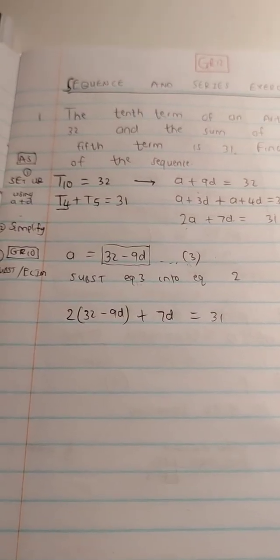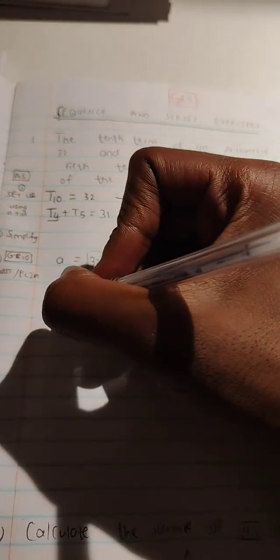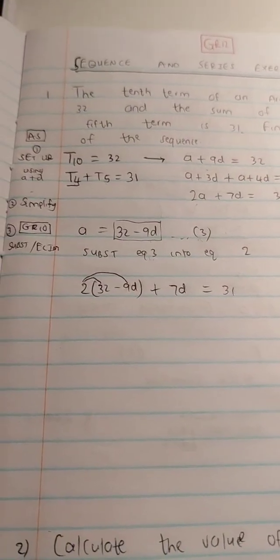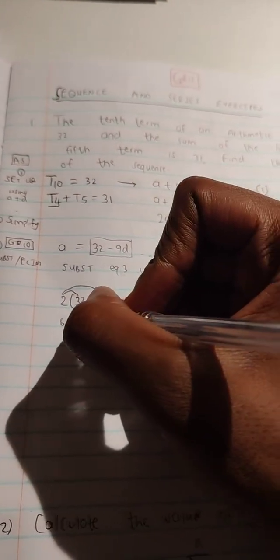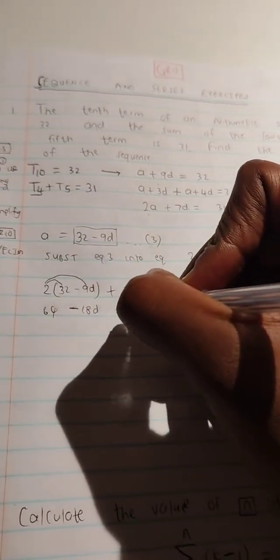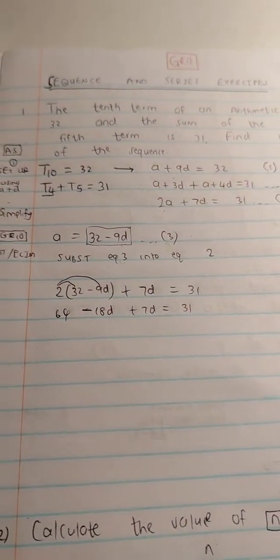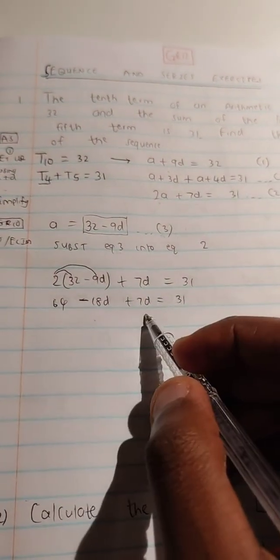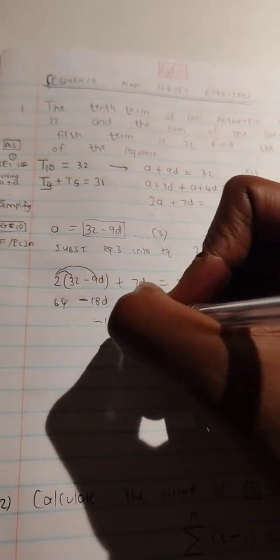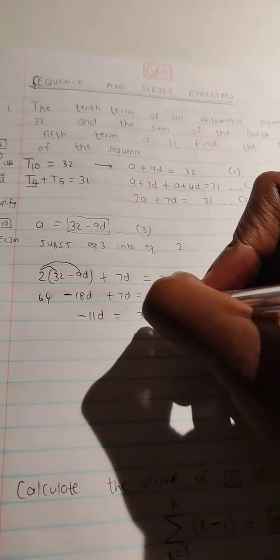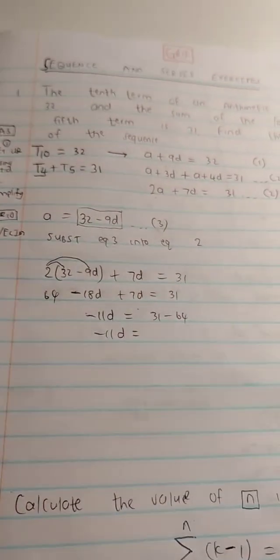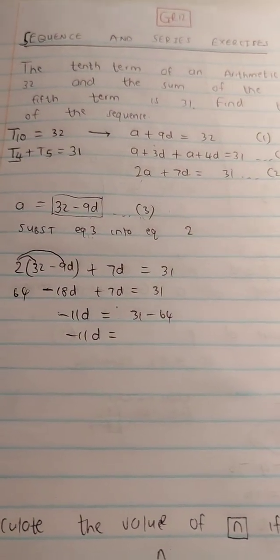Then I think from there you guys should be able to easily solve. You apply the distributive law because BODMAS is applied. 2 times 32 is 64. 2 times negative 9d is negative 18d, plus 7d, which is equal to 31. You then transpose all the constant terms. Negative 18d plus 7d gives you negative 11d. You transpose the 64: 31 minus 64. So negative 11d is equal to what? 31 minus 64, guys?